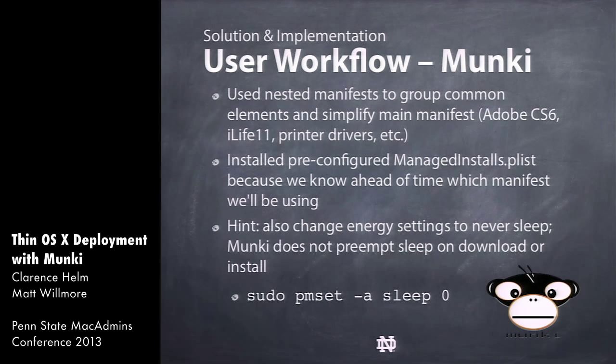If we did, it'd be with WinClone and BootRunner. Okay. So in this user workflow, just some hints for you, some things that we did. We used managed manifests, like I said earlier. So things like Adobe CS6, iLife 11, printer drivers. There's no sense in listing all that out, so I just created a separate manifest for them and nested them in. We installed a pre-configured ManagedInstalls.plist. That's the preference file that Munki uses to determine where the server is, what port, are we using SSL, are we using CERs, what are we doing? Because we know ahead of time what it is, so we'll just drop it into place.